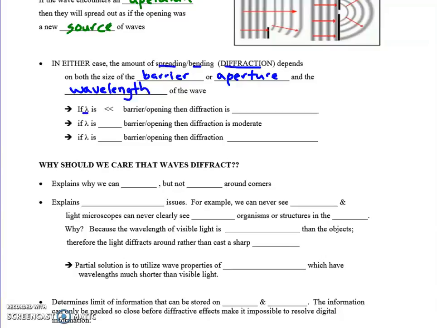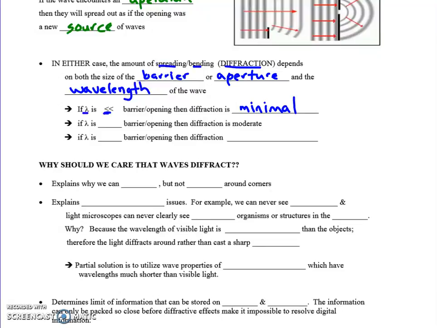So here are three criteria. If the wavelength of the wave is much smaller than the barrier or opening, then diffraction is minimal. This is what happens with light in the case of me standing behind the whiteboard. The light coming from me has wavelengths on the order of nanometers. The board is on the order of a meter, so that's tiny compared to the size of the barrier, so it does not bend around.